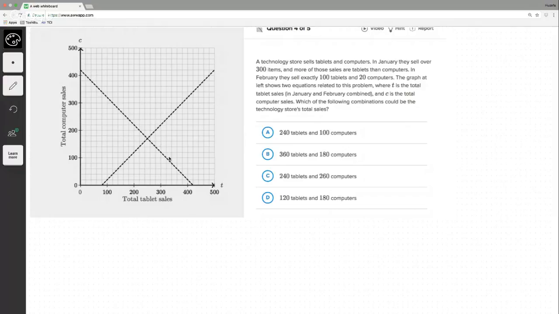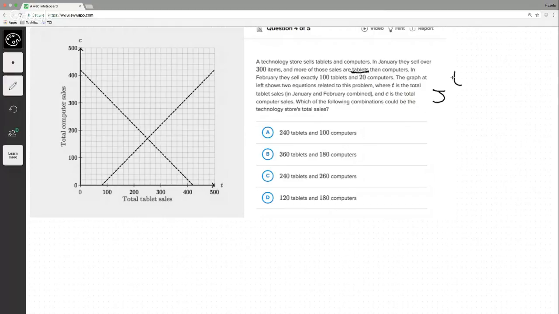We've got this graph coming down here. Nothing's labeled. I don't even find this graph super helpful. Let's analyze the numbers and see what we can come up with. In January, they sell over 300 items, so we know we're over 300 in January. And more of these are tablets. Wait a minute, it says more of these sales are tablets than computers. So that means that in January, they sell at least 151.